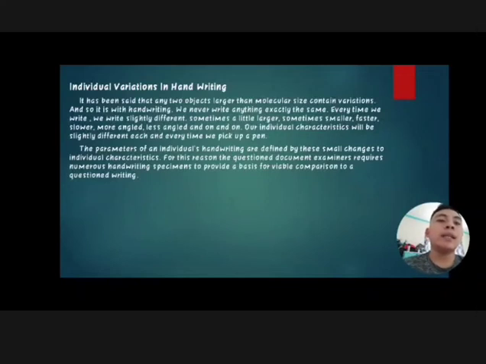Sometimes a little larger, sometimes smaller, faster, slower, at a different angle, and on and on.